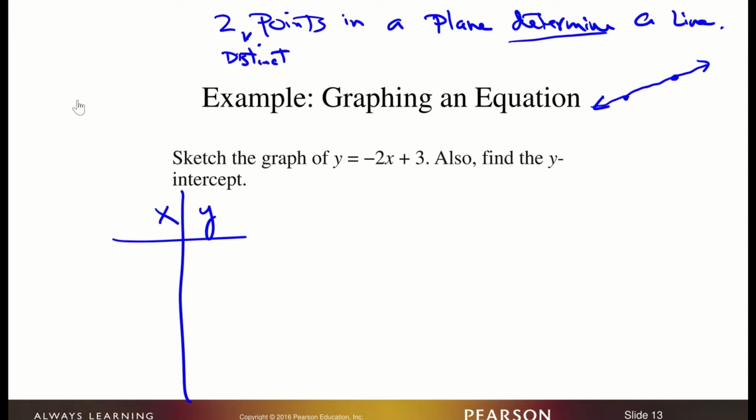So here I'll just do 2 really simple values, like 0 and 1. If x is 0, notice we get negative 2 times 0, which is 0, plus 3, so that gives us 3. If x is 1, we get negative 2 times 1, which is negative 2, plus 3, which is 1, right? So all I need is to plot those 2 points, and I'll have my line that I'm trying to graph.